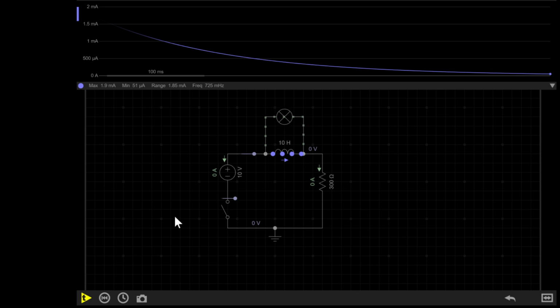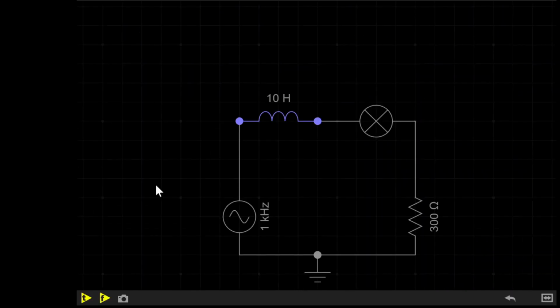So we know that inductors don't like changes in current. This means when an inductor is connected to a constant DC supply, once it is charged, it will allow current to flow freely. Let's look at what happens when you connect an inductor to an AC supply. In this circuit, we have an inductor and bulb in series with an AC supply at 10 volts.